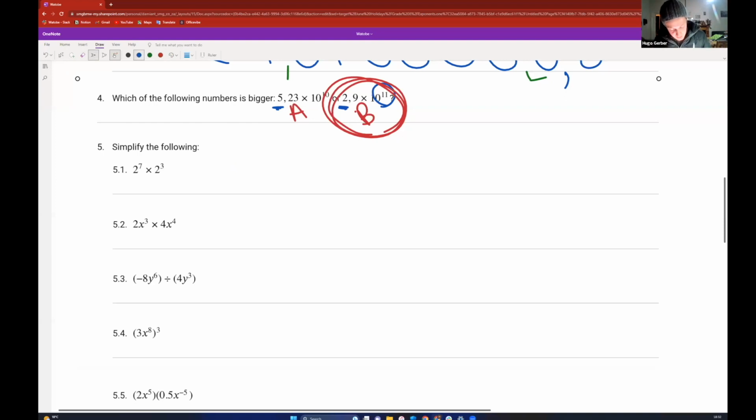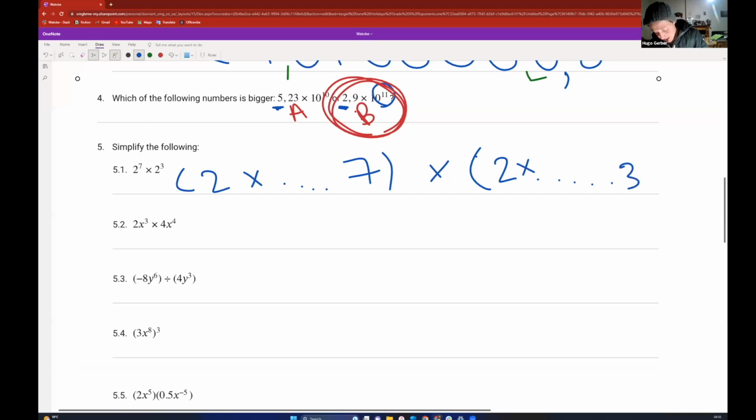We're going to say bracket 2 multiplied by itself 7 times, and then multiplied by 2 multiplied by itself 3 times. And then the correct answer is going to be, yes, thank you, Jade Lee, 2 to the power of 10. Well done. We don't need to write out all the 2s.